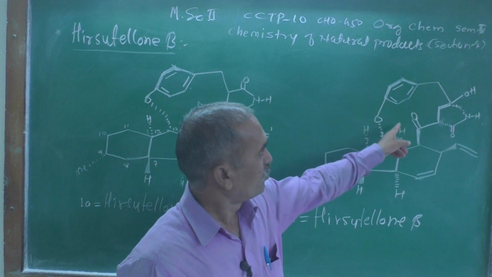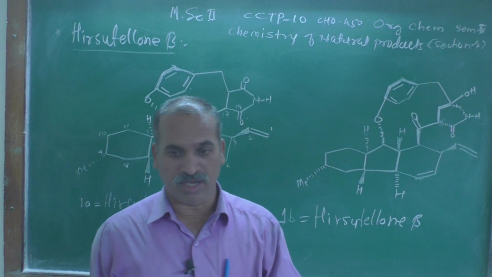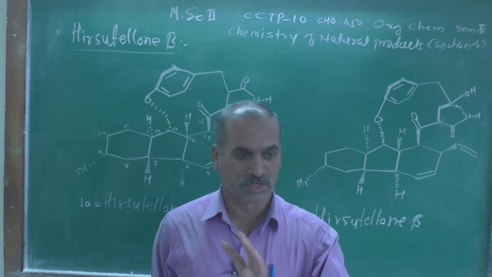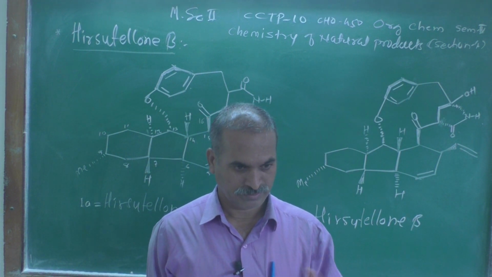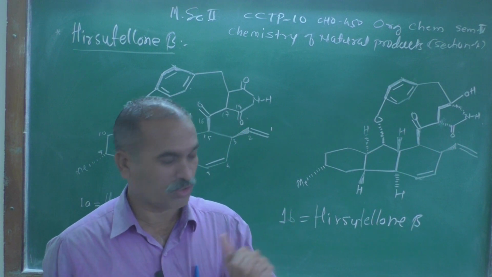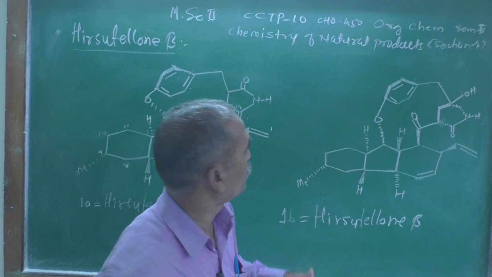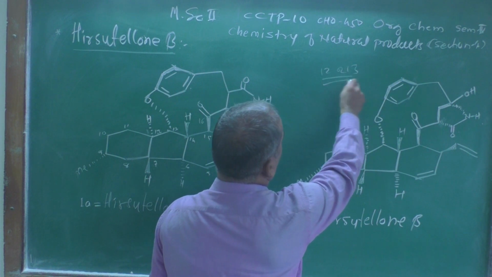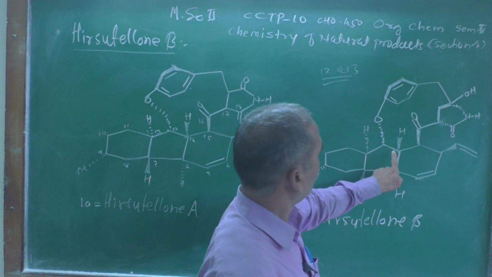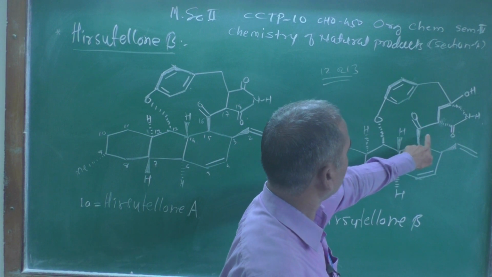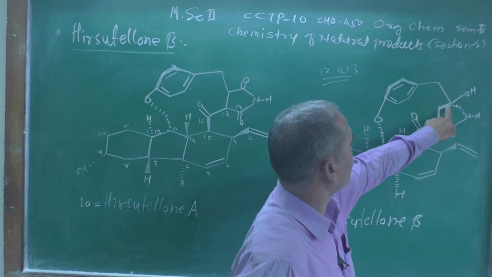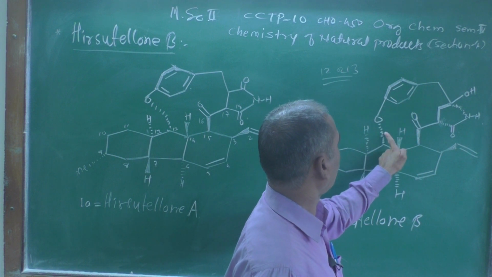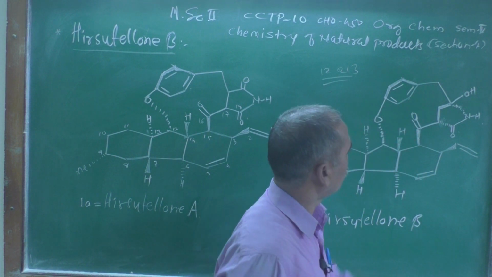And now one very big ring is present, with near about 12 to 13 carbon bonds in the ring. Look at here: 1, 2, 3, 4, 5, 6, 7, 8, 9, 10, 11, 12, 13. So 13 bonds are there.